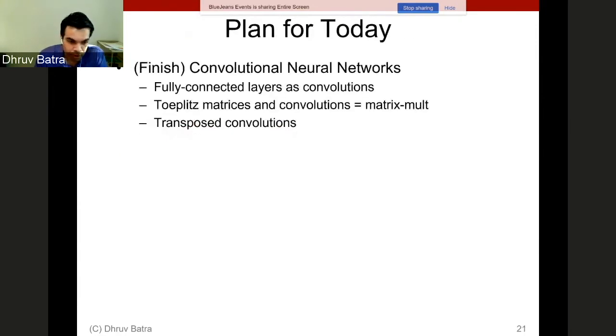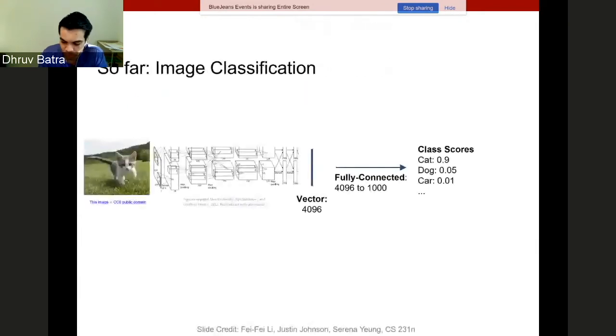Okay, so we are done with understanding fully connected layers as convolutions. Let's now start moving towards transposed convolutions, and along the way we'll meet Toeplitz matrices. So far, everything that we've been doing in this class has treated image classification as our primary problem. One of the reasons for doing that is that it's the simplest possible setting that we could have started with. It lets us define, from a deep learning perspective, all the problems that we want you to be exposed to.